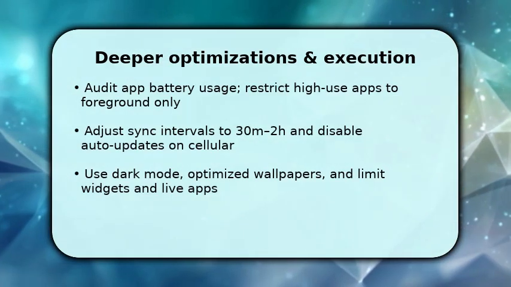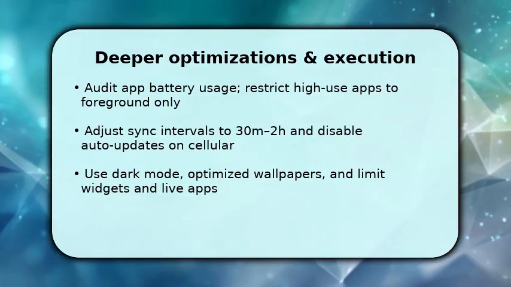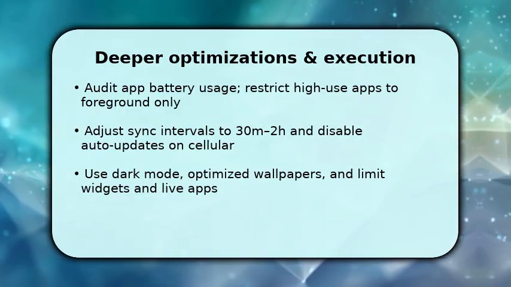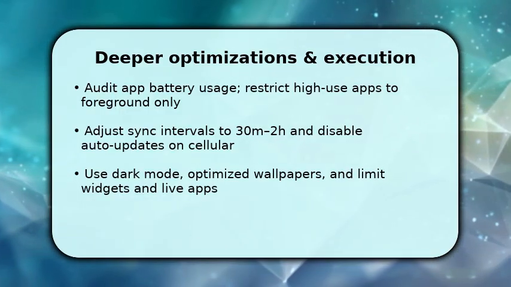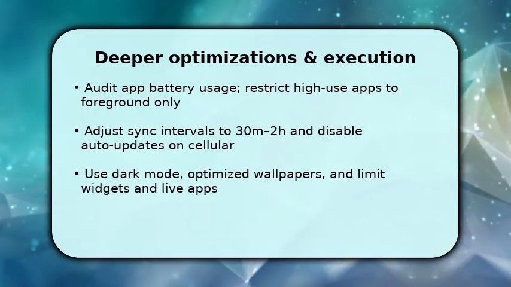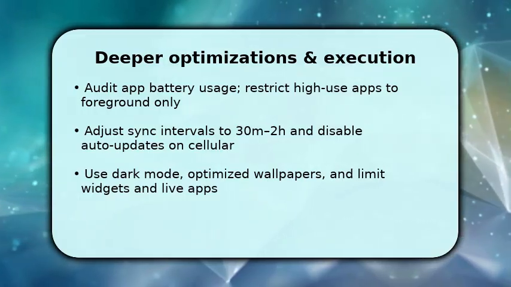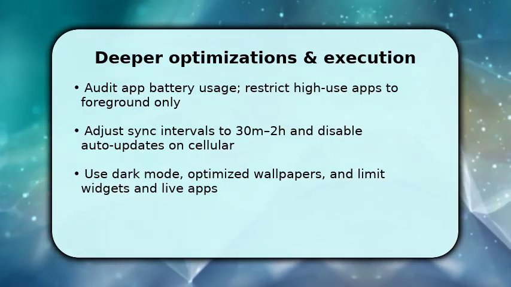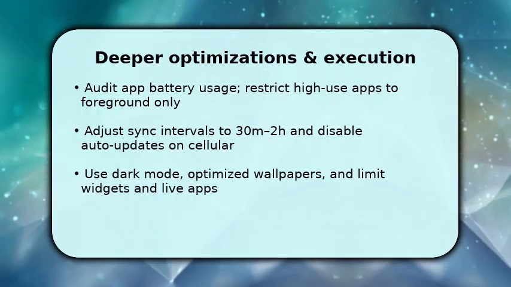Inspect the system battery graph and identify apps with spikes, then force background restriction or uninstall borderline culprits. You should change sync frequencies to longer intervals and restrict auto updates on cellular to reduce periodic wake-ups. Once done, switch to dark mode where OLED helps, replace live wallpapers with static images, and remove excessive widgets.